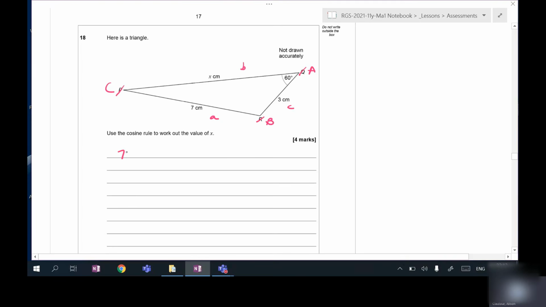So we've got 7 squared. Remember, it's a squared equals b squared plus c squared minus 2bc cos A, and you get given this now this year. So we've got 7 squared equals x squared plus 3 squared minus 2 times x times 3 times cos 60.